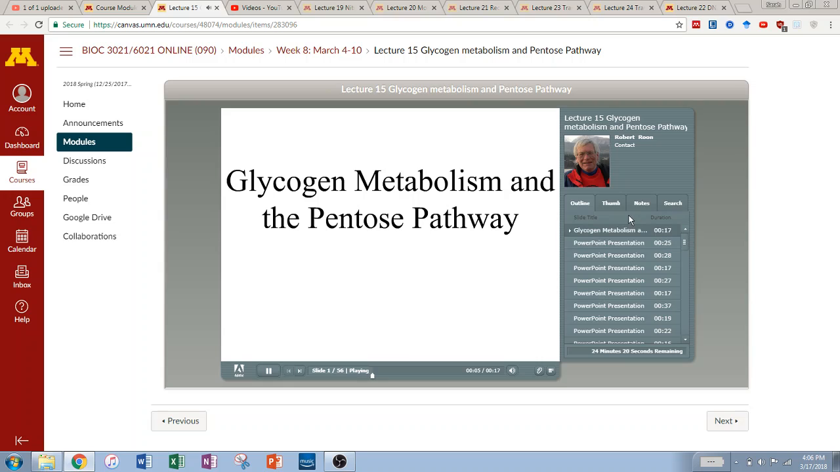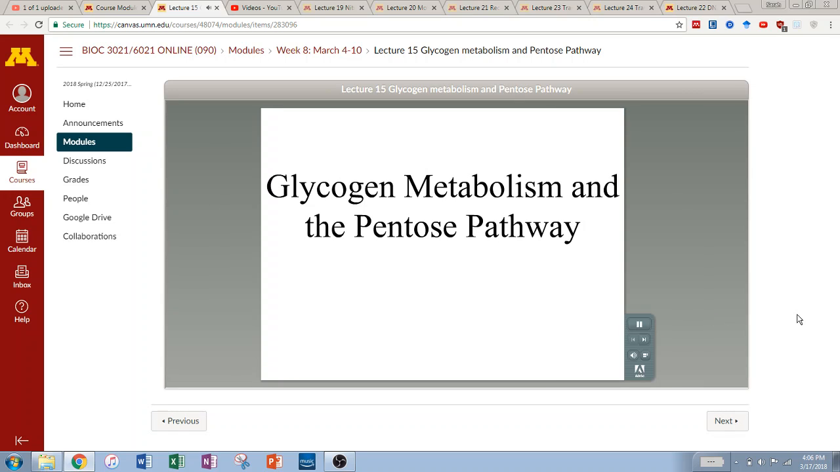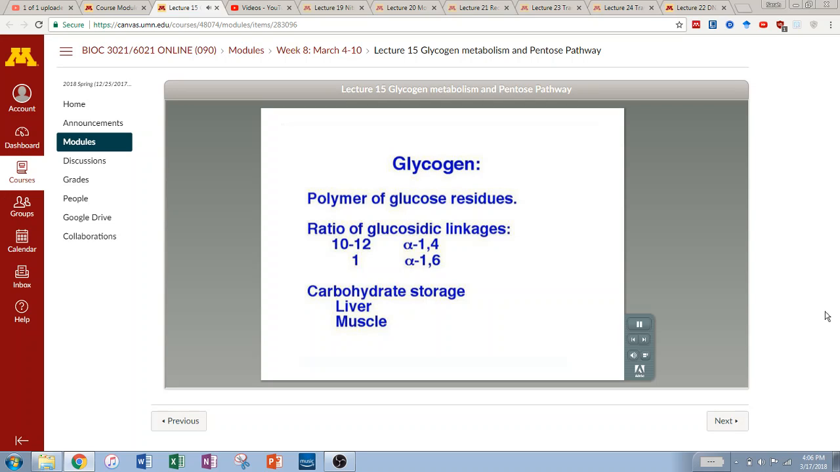breakdown of glycogen, the major carbohydrate storage compound in humans. We'll also look at the pentose pathway, which provides the mechanism for generating NADPH. The glucose polymer glycogen serves as the major form of carbohydrate storage in the liver and muscle of humans.